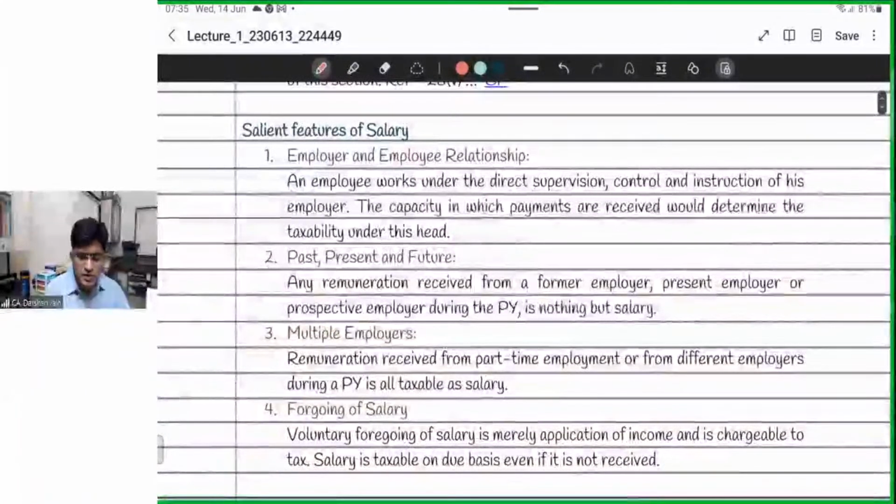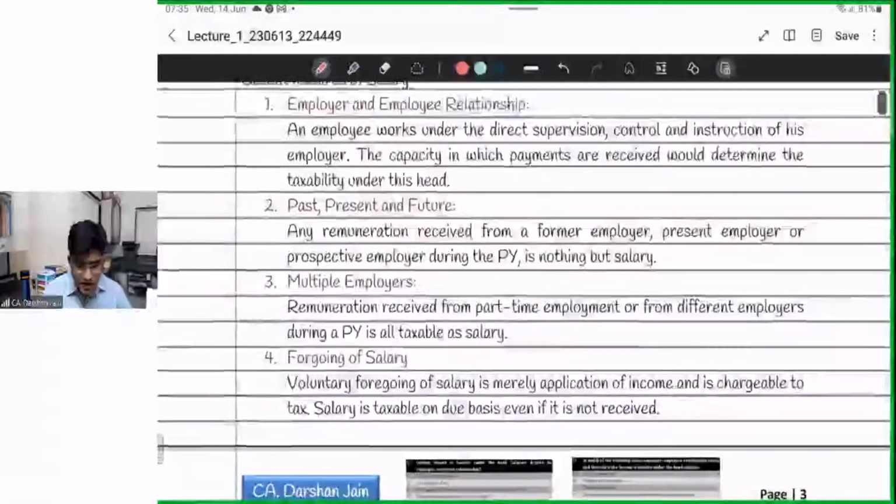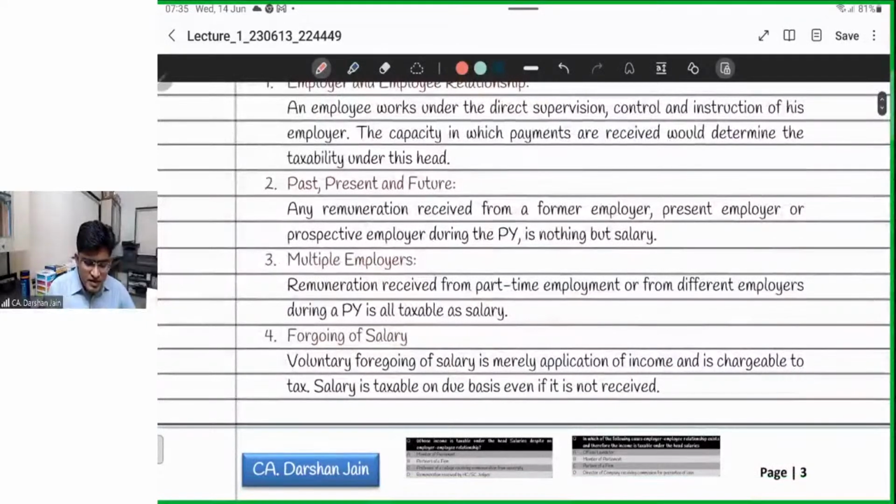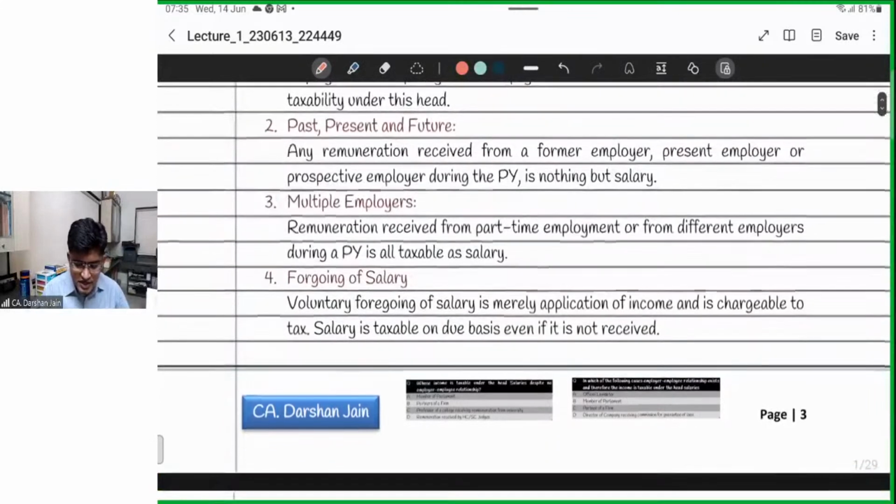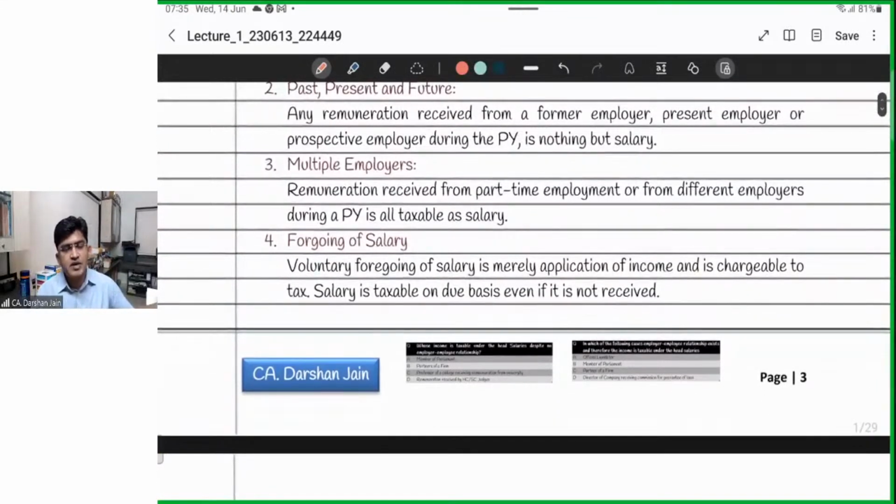So it's all about supervision, control and the instruction of the employer. And remember, any remuneration received from either the former employer, present employer, or a future employer, everything would be taxed under this head. There should be an employer-employee relationship. That's all. Multiple employers: a person working part-time in one organization and the other part in another organization. Especially with the work from home culture, a lot of people are working for multiple employers, and it's a big headache for the HR to figure out who's working with multiple employers. If you are also working with multiple employers, all the employments taken together would become your salary income.